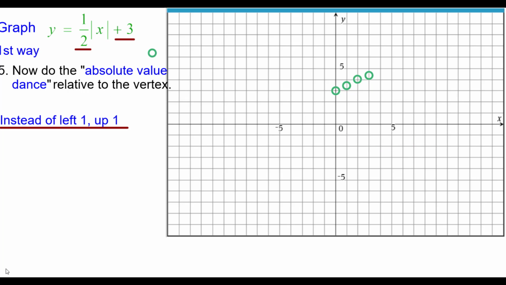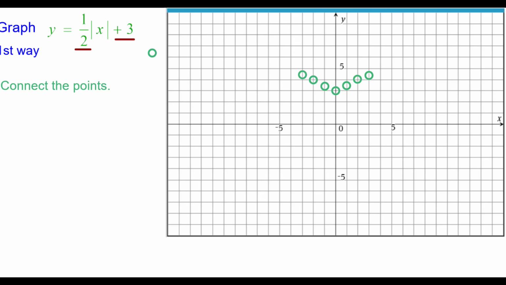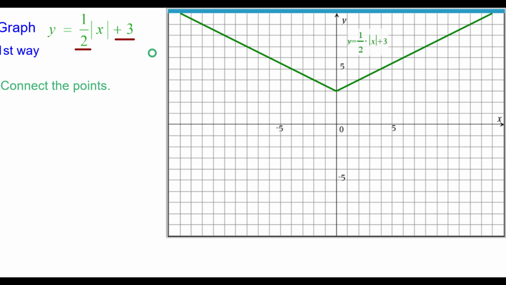Instead of left 1, up 1, it'll be left 1, up 1/2. Instead of left 2, up 2, it'll be left 2, up 1. And instead of left 3, up 3, it'll be left 3, up 3/2 because of that 1/2 factor. Connect the points, thinking about that absolute value V. The vertex is at 0, 3.